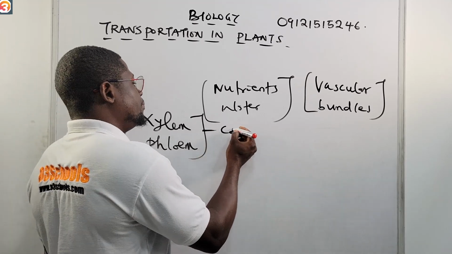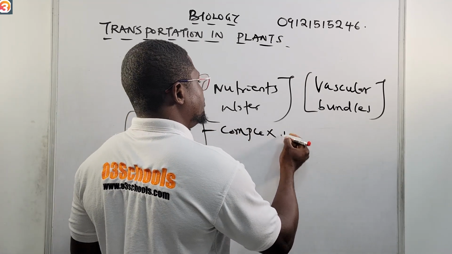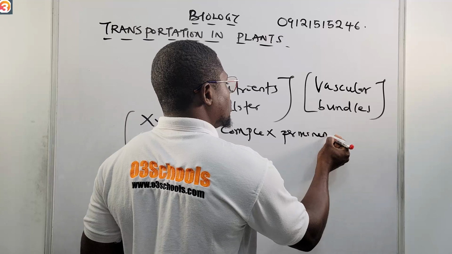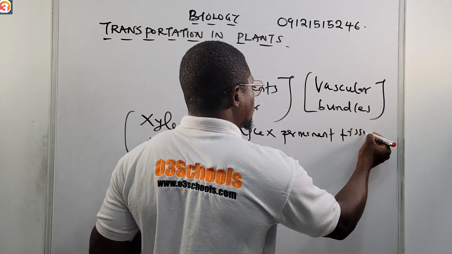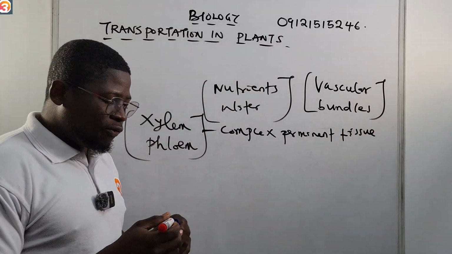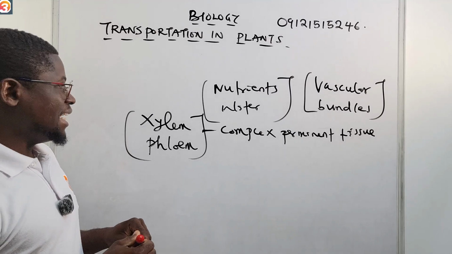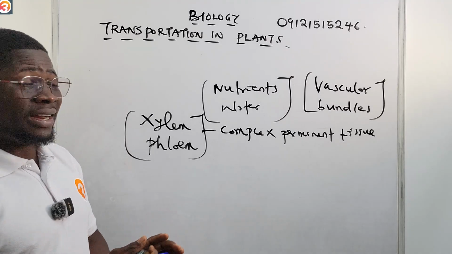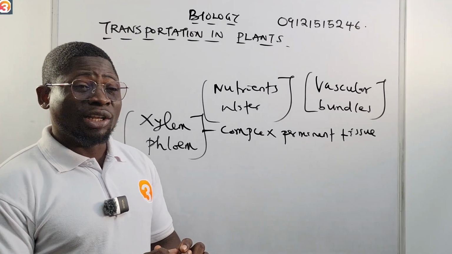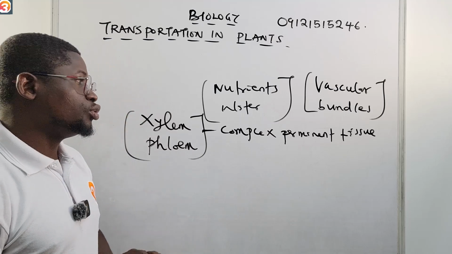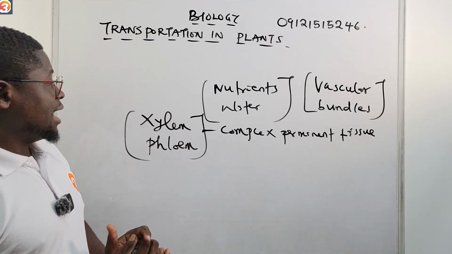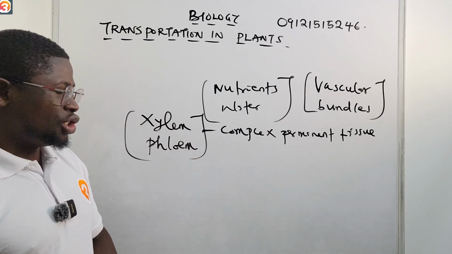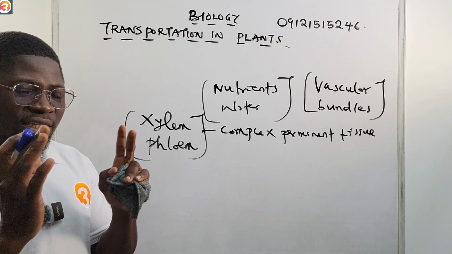The xylem is a complex permanent tissue that is made up of 4 types of cells. This part is very important. In fact, transport in plant is set a lot in your JAMB exam, so please do not joke with it. So xylem is a complex permanent tissue that is made up of 4 kinds of cells.